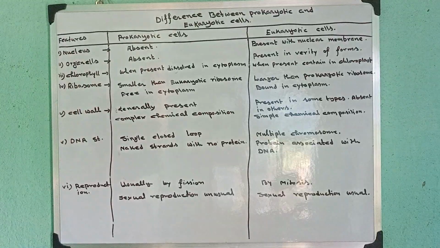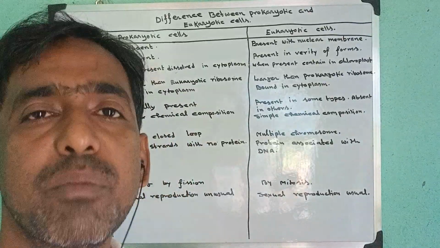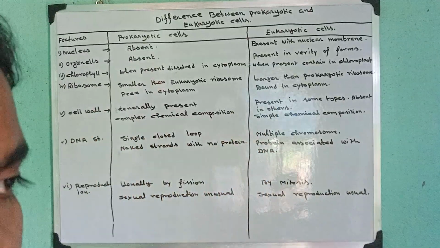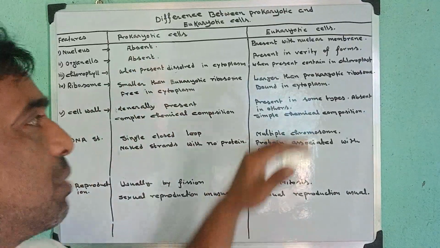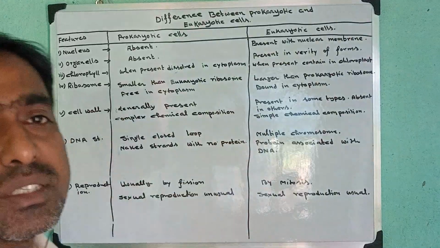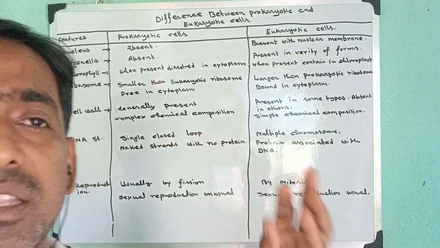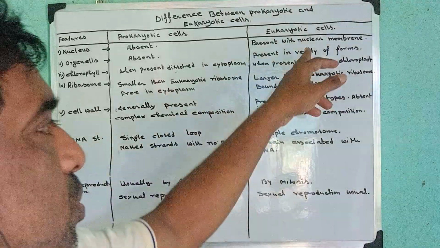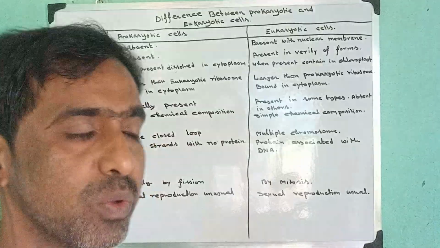First, the nucleus. In the prokaryotic cell, the nucleus is totally absent because there is no membrane bound. Only the DNA material, the nucleoid, is present in the prokaryotic cell. But in the eukaryotic cell, the nucleus is present. It is the advanced type of nucleus, covered by the nuclear membrane. This is one advanced feature of the eukaryotic cell.